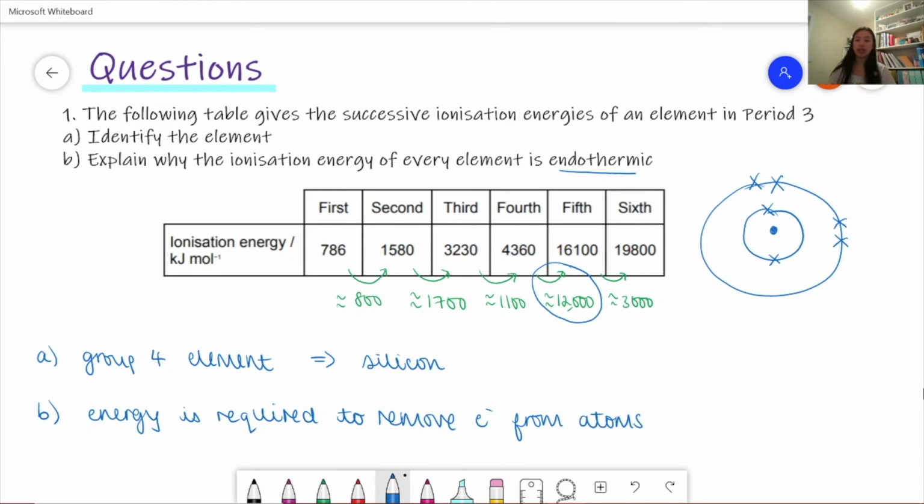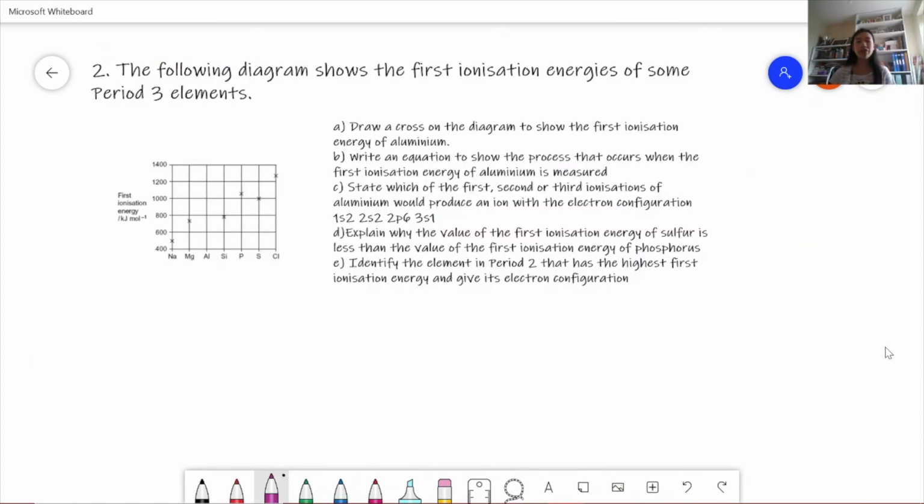So before I start on question 2, feel free to click off the video and try it for yourself first. So the following diagram shows the first ionisation energies of some period 3 elements. For A, draw a cross on the diagram to show the first ionisation energy of aluminium.